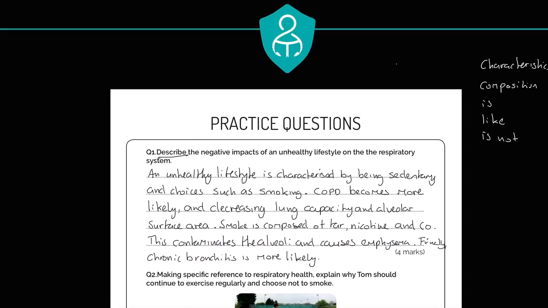So nice, simple question. Impacts of an unhealthy lifestyle on the respiratory system. So an unhealthy lifestyle is characterized how? It's characterized, remember I said it before, by a sedentary lifestyle. Circle, tick, one mark. I'm looking for four. And choices such as smoking, possibly, I'm not going to give myself that one. Let's say that we've got negative lifestyle. COPD, I would probably write it out if I was doing an exam to be honest, chronic obstructive pulmonary disease.